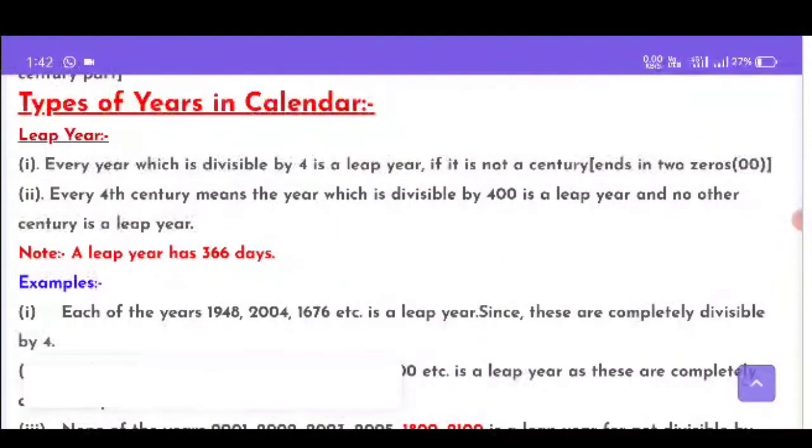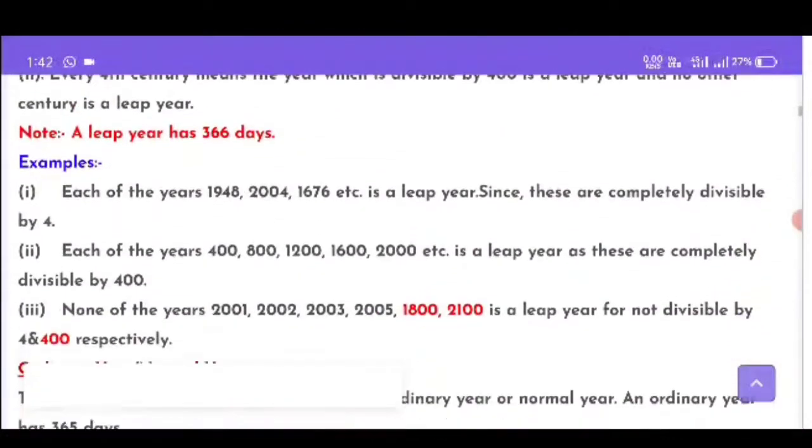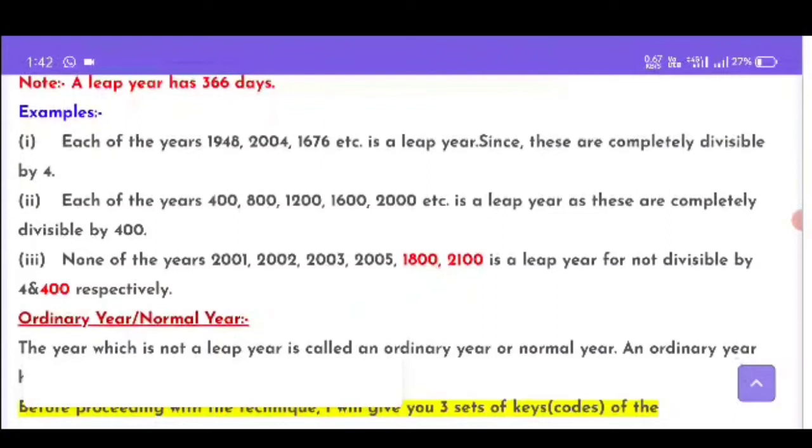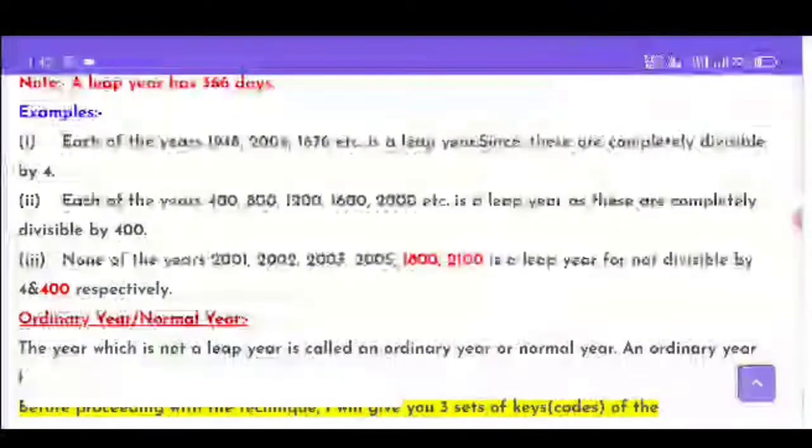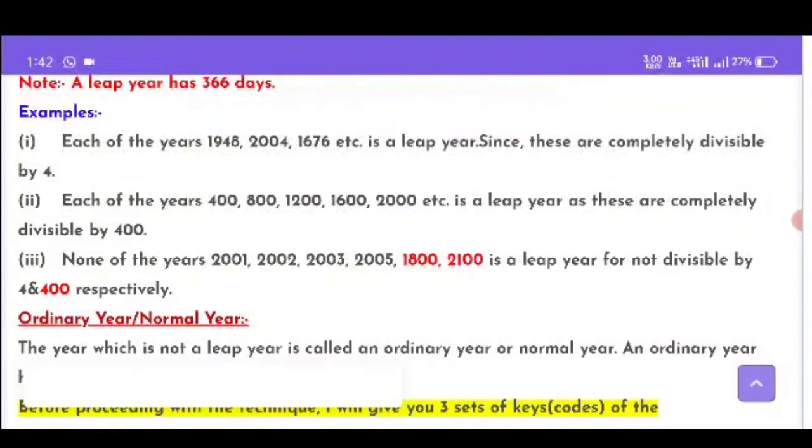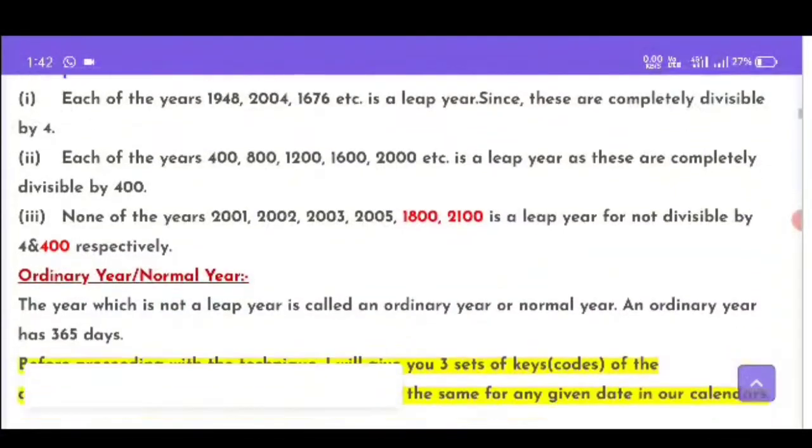For example, each of the years 1948, 2004, 1676, etc. is a leap year, since these are completely divisible by 4 and the last two digits are divisible by 4 according to the divisibility rule of 4. Secondly, each of the years 400, 800, 1200, 1600, 2000, etc. is a leap year, as these are completely divisible by 400. None of the years 2001, 2002, 2003, 2005, 1800, 2100 is a leap year, as they are not divisible by 4 and 400 respectively.